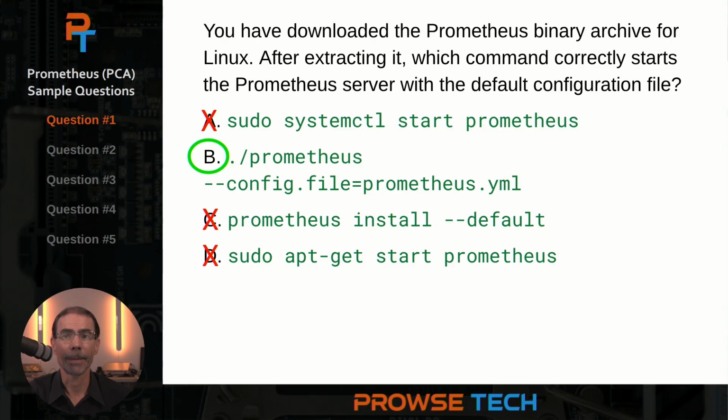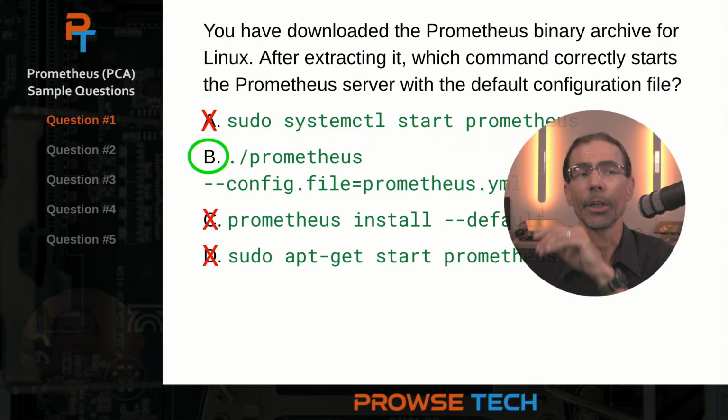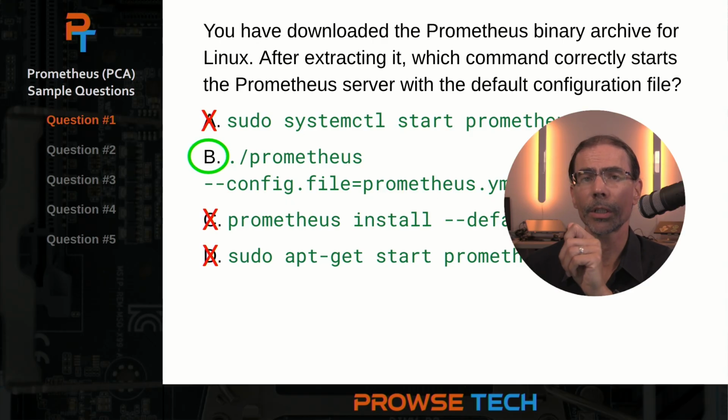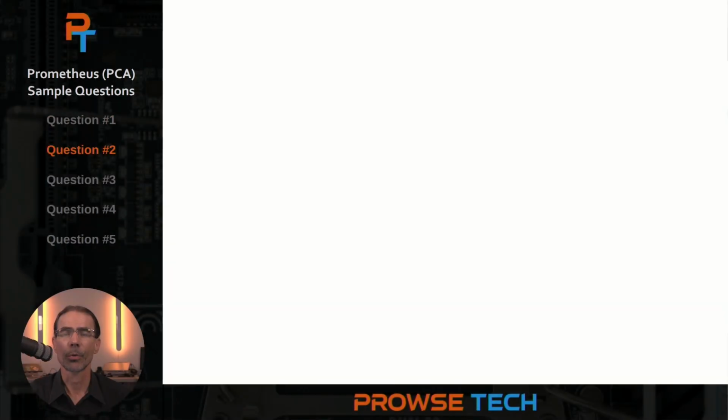Apt-get is a package manager that's not used to start services. You would do something like this command. And this is something that you would use in the field because you'd be running Prometheus as a service. Very good. One question down. Excellent work. Let's continue. Here's question 2.